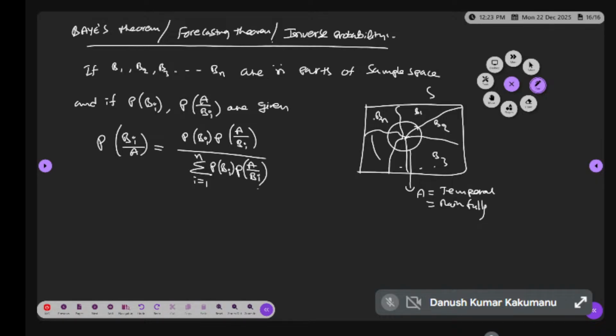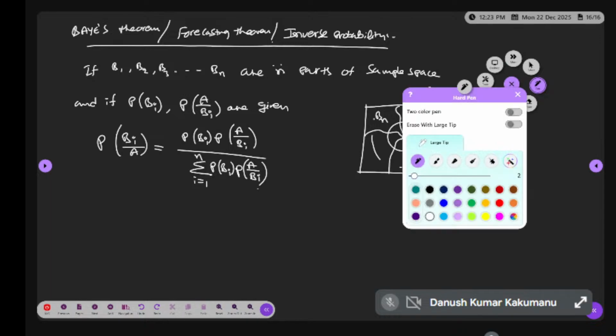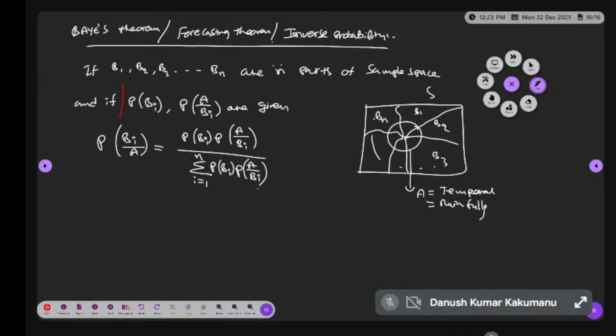You have written this formula also. Bayes theorem: what are the questions they ask? Statement questions from the Bayes theorem. These two are known probabilities, called prior probabilities, and this is called the posterior probability.